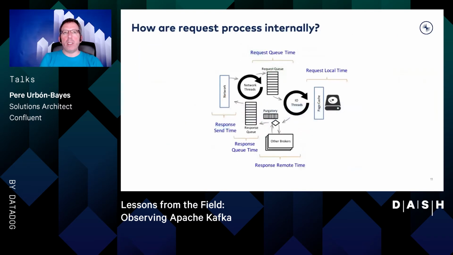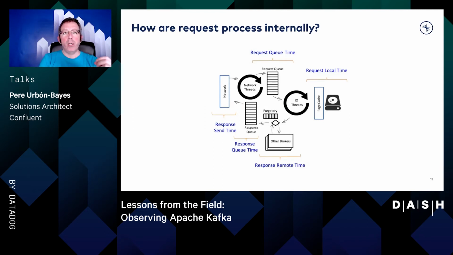How does it look internally in the broker? Internally, it looks like this. This is actually what is called the anatomy of a request. A message comes from the network into the broker and is received by a collection of what is called the network thread.